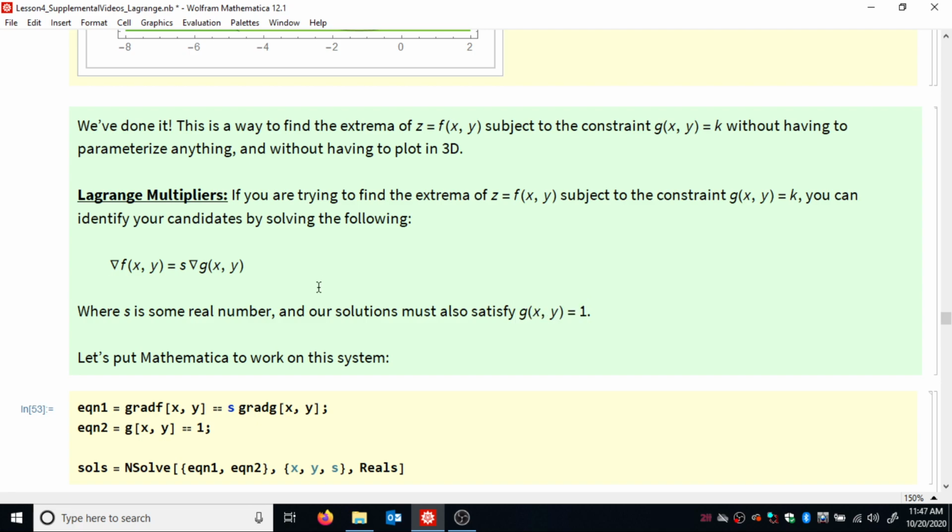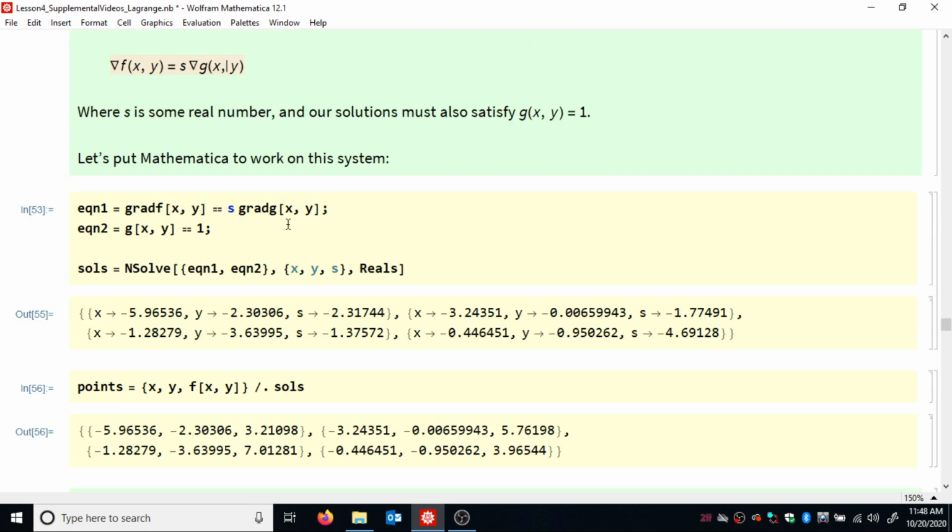So what we've done here is basically find candidates for the highest and lowest points on a hiking trail on a mountain, as long as we're on that hiking trail, and as long as we are representing our hiking trail as some g of x,y equal to a constant. It's pretty cool because we don't need to parameterize our constraint. On top of that, we're also lucky enough that this entire calculation is happening in two-dimensional space. This is a two-dimensional vector on the left side set equal to a scalar multiple of a two-dimensional vector on the right side. Then we can turn that into a system of equations and solve.